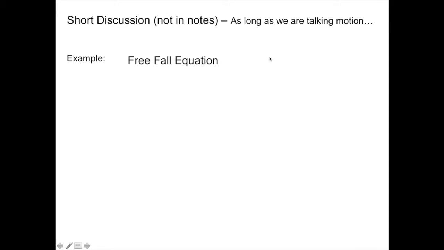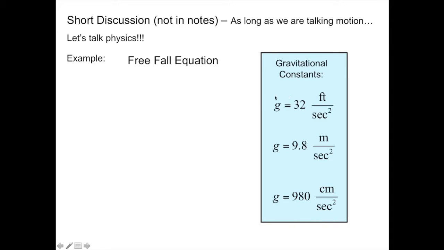So let's talk real quick here. This is a short discussion. It's not in the notes, but let's just talk a little bit about motion here. And for instance, let's talk about free fall. So the free fall equation is a little physics here. We know that g, usually we're used to the metric system, is 9.8 meters per second squared. Here's g in centimeters, and here's g in feet per second squared. So this is just different. Obviously, this bottom one here is the metric system, and this top one here is the English system. The weird thing about physics is that physics uses the metric system most often. In calculus, we use the English system, and I don't really have a good explanation as to why, but we do.